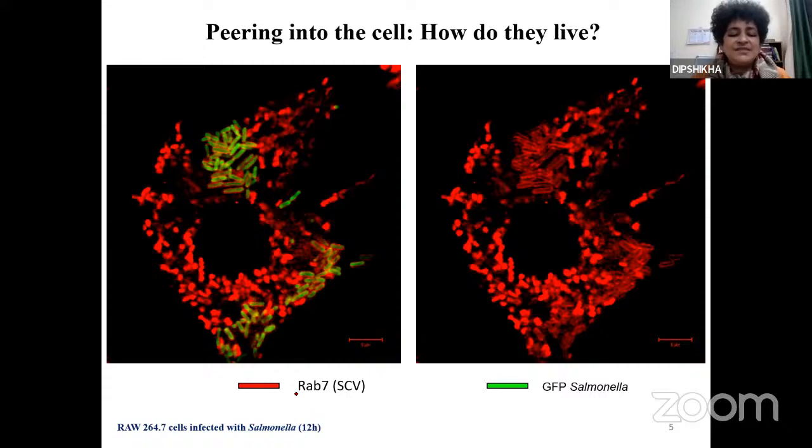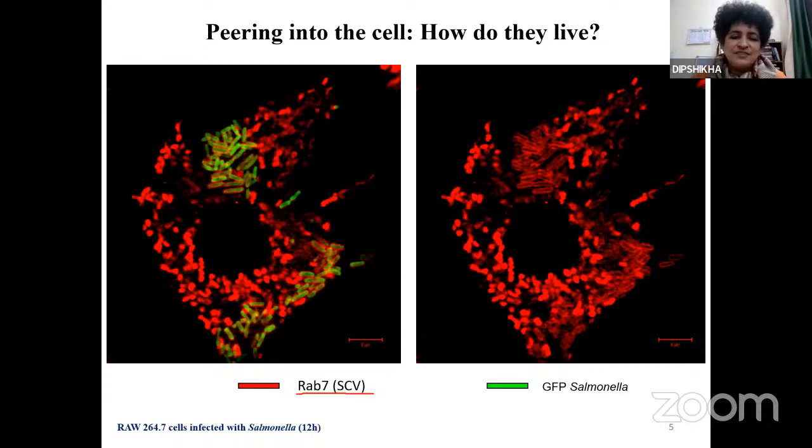For the sake of easiness, in this case we use Rab7. Rab7 is one of these GTPases, which is a marker for many of these late endosomes and early endosomes. And this Rab7 is used as a convenient marker for the SCV. So is LAMP1. We'll come to LAMP1 later. So what you see is this bacterium beautifully residing in this vacuole. I hope that you can see that. This is confocal microscopy imaging.